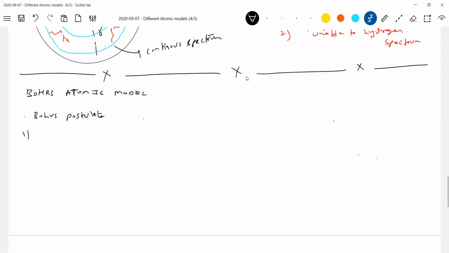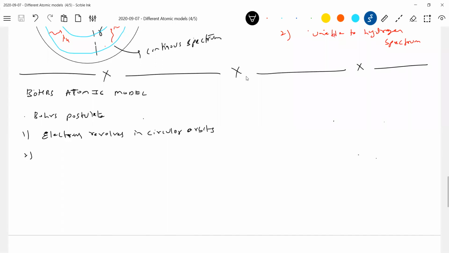First, what he said is that electrons revolve in circular orbits. Then, if it revolves in a circular orbit, what should happen? Who will provide the centripetal force? The same electrostatic force. Then it will be accelerating, and an accelerating charged particle should give out radiation.